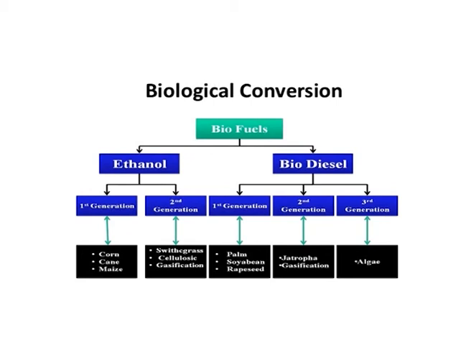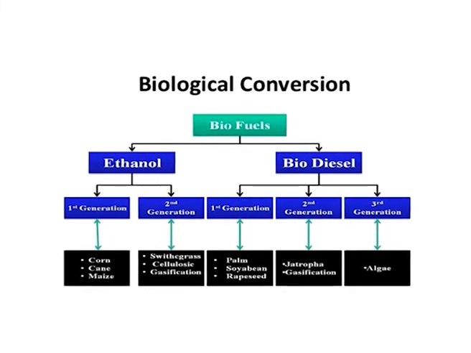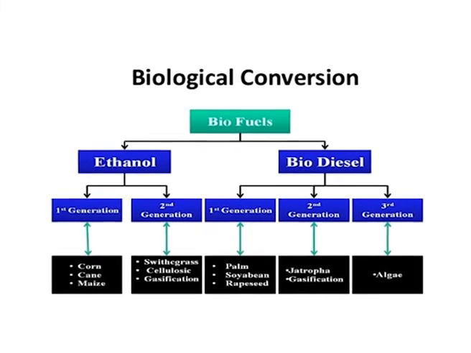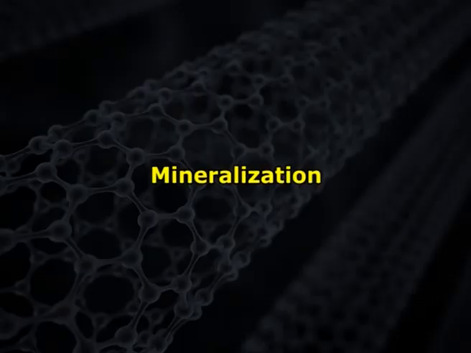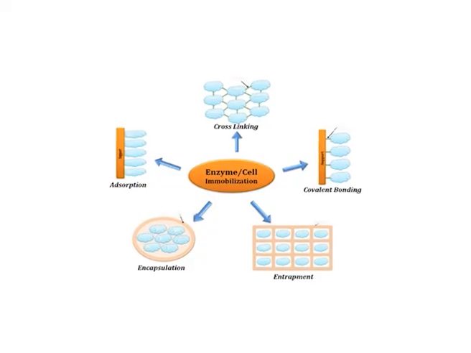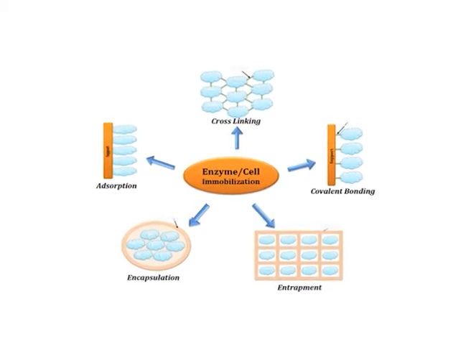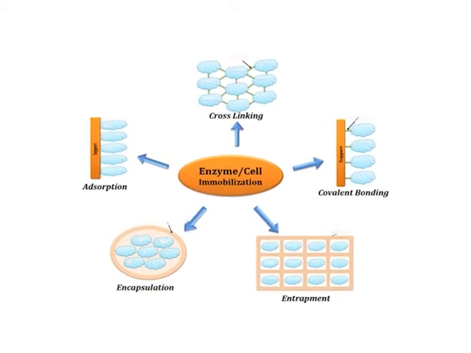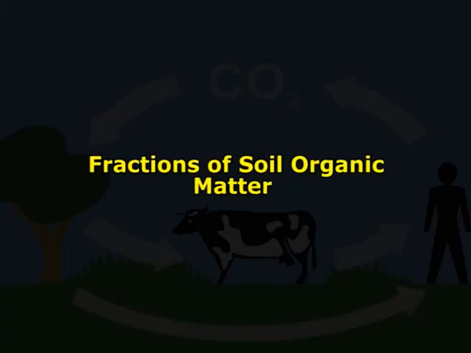Mineralization. The biological conversion of organic forms of carbon, nitrogen, phosphorus, and sulfur to inorganic or mineral forms is called mineralization. Immobilization. The conversion of inorganic forms of carbon, nitrogen, phosphorus, and sulfur by the soil organisms into organic forms is called immobilization.